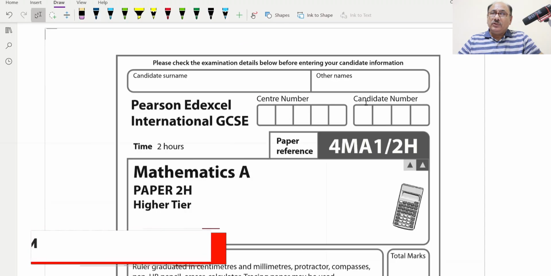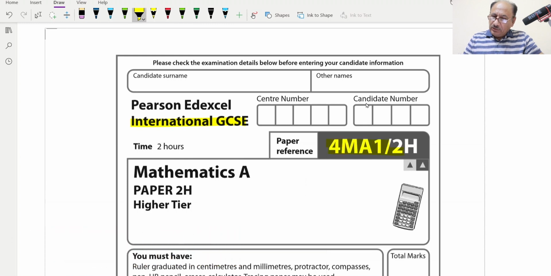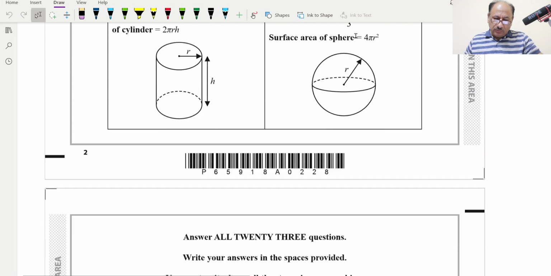Hello everyone. Today we'll be going through Pearson Edexcel International GCSE 4MA1/2H Mathematics A Paper 2H right here. So we can go through question number 1.